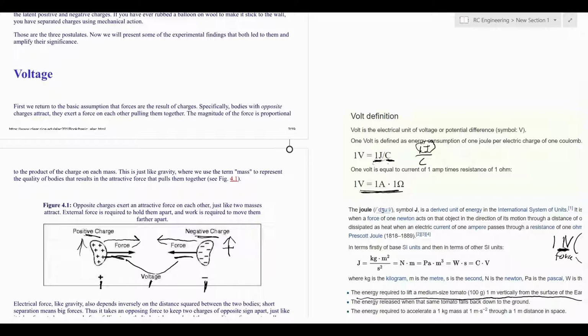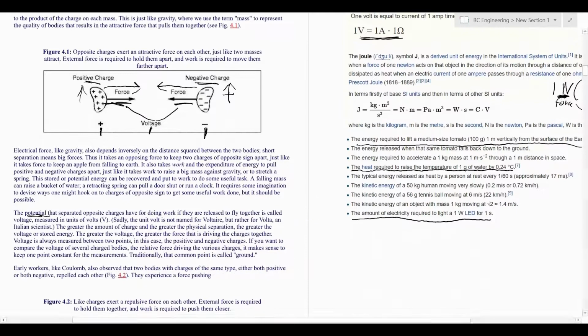Okay, so let's go over what we call those forces. So we have a positive charge and a negative charge attracting each other, and that force of attraction we call voltage. So down here, the voltage is the potential that separate opposite charges have for each other to fly together. It's called voltage, and its unit is volts, with uppercase V. The greater the voltage, the greater the force that is driving the charges together. Voltage is always measured between 2 points of reference.